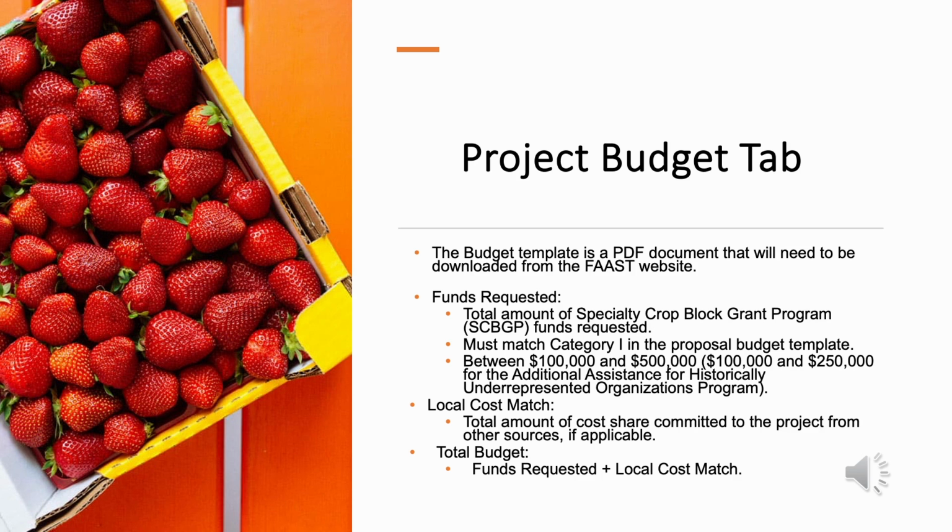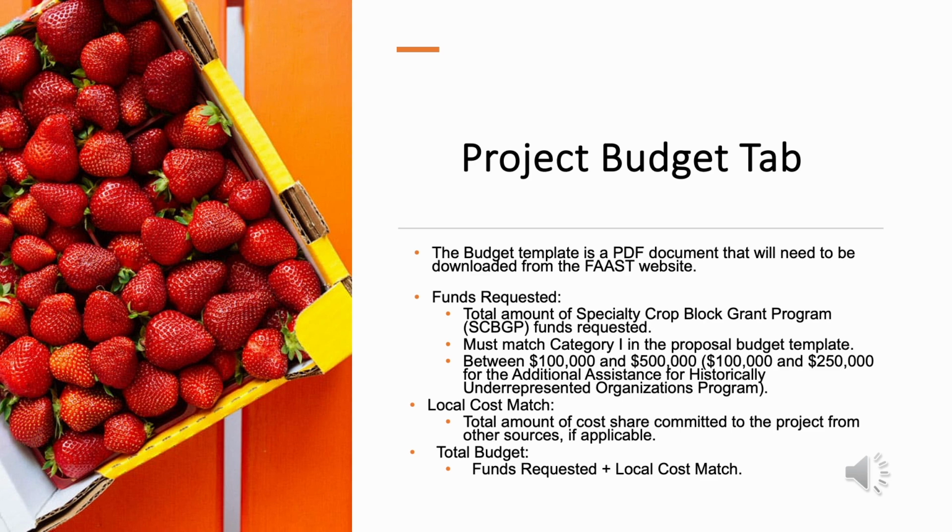Next is the Project Budget tab. This tab provides a summary of the project budget. The budget template is a document that will need to be downloaded from FAST. For funds requested, enter the total amount of Specialty Crop Block Grant Program funds you are seeking for your project. This amount must match Category I in the budget template that you will attach to your concept proposal application in FAST, and must be between $100,000 and $500,000, or between $100,000 and $250,000 for the Additional Assistance Program. Please note that a request outside of this range may result in a proposal being disqualified.